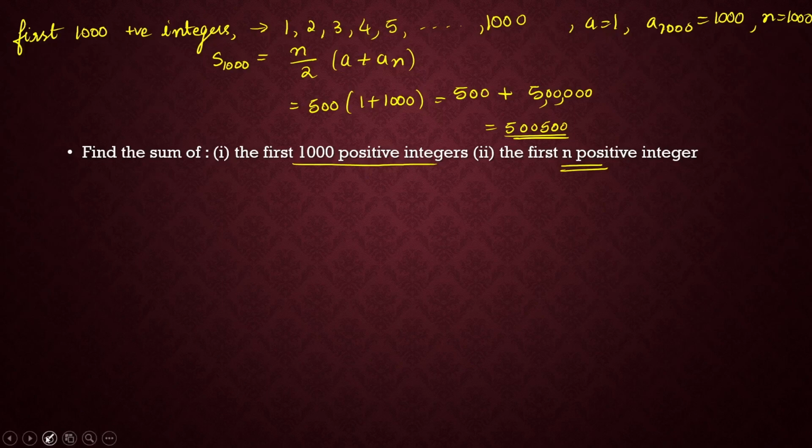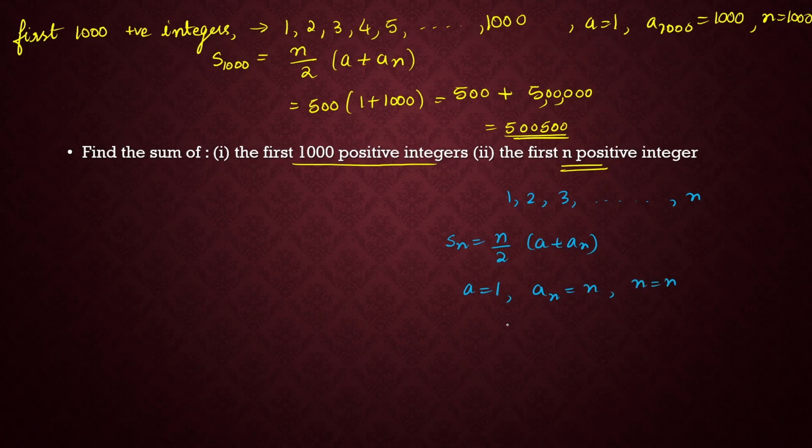Now the first n positive integers. If you want to find the sum of the first n positive integers, let me consider the first one: 1, 2, 3, and here I don't know till how much it goes. It goes on till n. I don't know the value of n, but I can use the same formula here. Sn is equal to n by 2 into a plus an. Here I know that the value of a is equal to 1, an is equal to n, and the number of terms is also equal to n. So Sn is equal to n by 2 into 1 plus n. So that is equal to n into n plus 1 divided by 2.